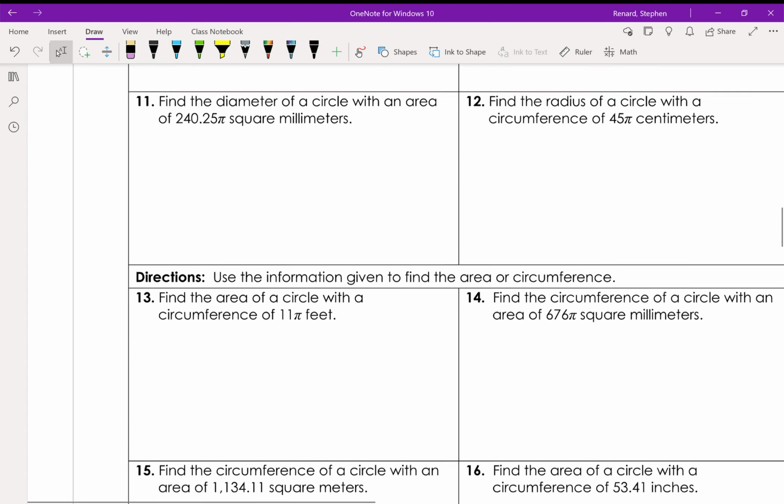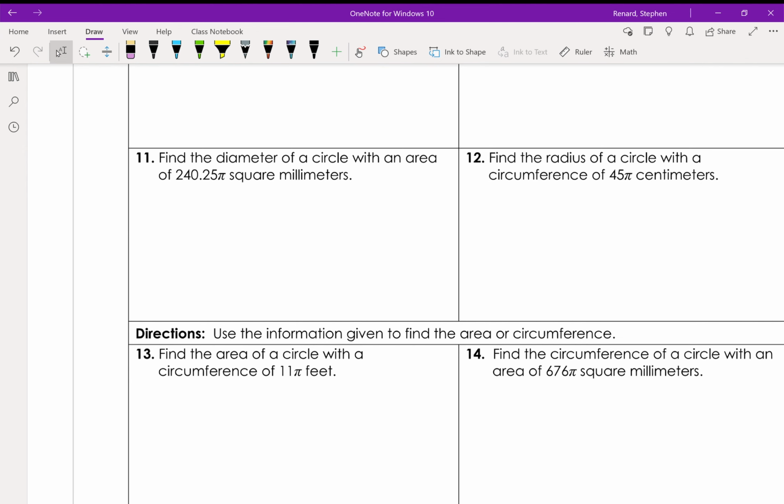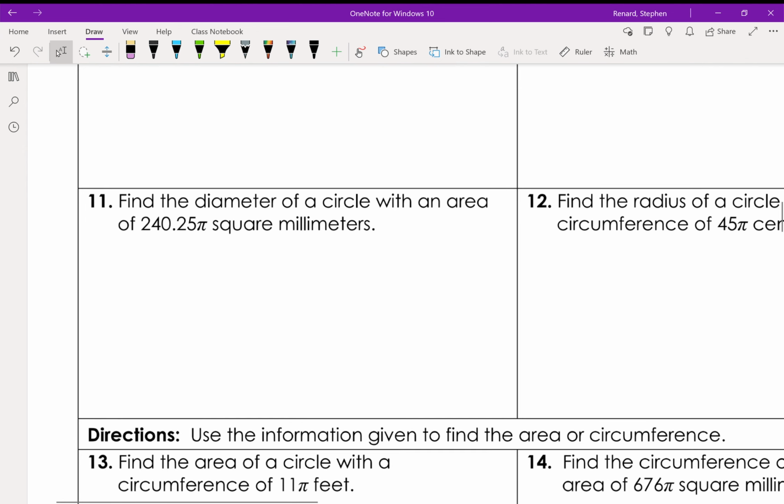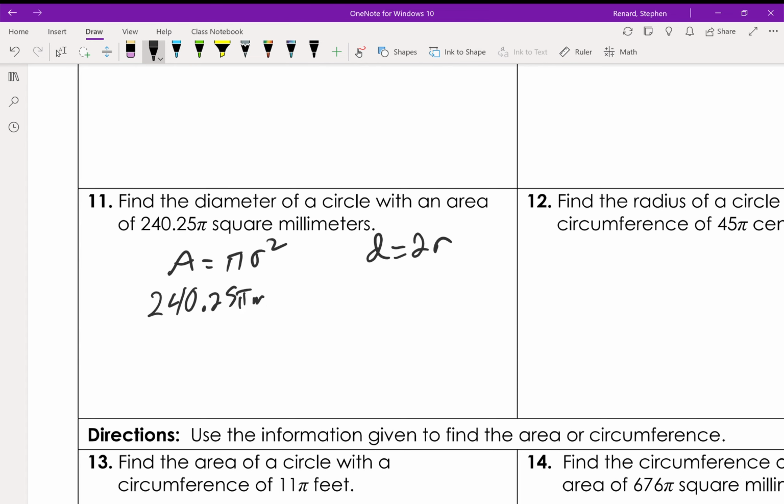Find the diameter of a circle with an area of 240.25 square millimeters. Okay, so we know that area equals pi r squared. We know that diameter equals 2 times the radius. So if we know that the area is 240.25 pi square millimeters, and that's pi r squared, we can divide both sides by pi, and we get 240.25 millimeters squared equals radius squared.